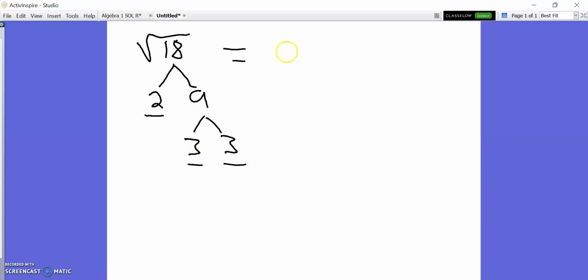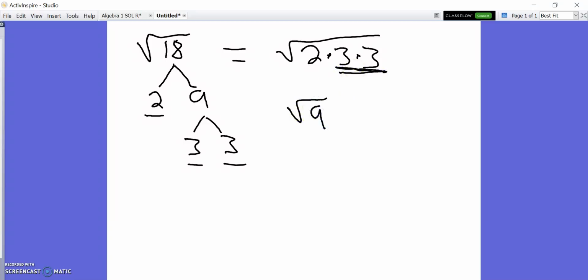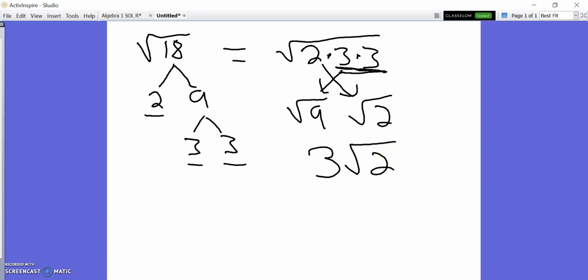So the square root of 18 is going to be the same as the square root of 2 times 3 times 3. Since 3 times 3 is a perfect square by definition, that would be the square root of 9. And we still have the square root of 2 left. We can simplify the square root of 9 to 3, so the simplified version of the square root of 18 would be 3 roots of 2. Hopefully you know how to do that already.